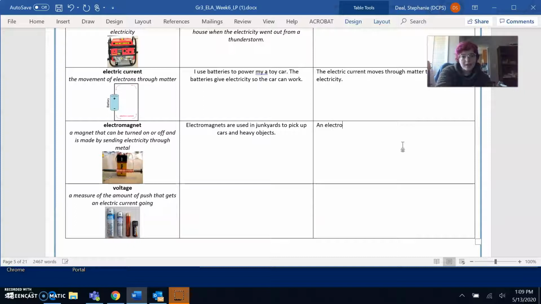An electromagnet uses electricity to power a magnet.